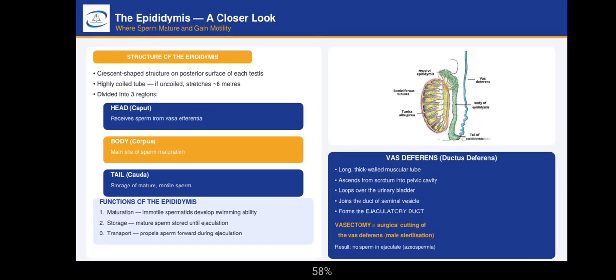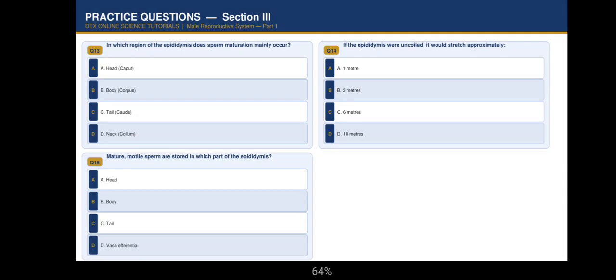Okay, there'll still be semen, but there will be no sperm. All right, so let's take some questions. Which region of the epididymis does sperm maturation mainly occur? Of course, the answer is the corpus, which is the body.